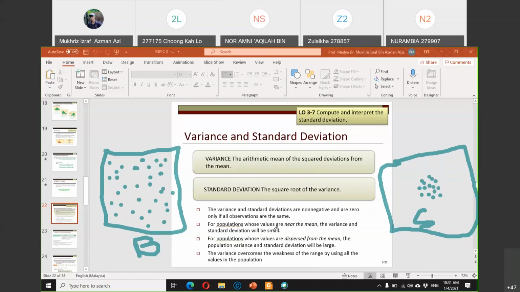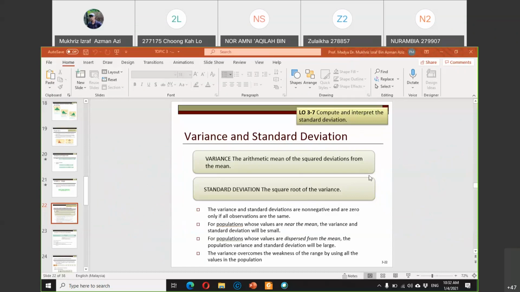So when you talk about variance and standard deviation, it measures the dispersion. If the data is located all over the place, then the variance will be big, and vice versa. If the data is located around the same region, the same number, very close to the mean, then the variance and standard deviation will be small. So that's how you actually get information from the variance and standard deviation.